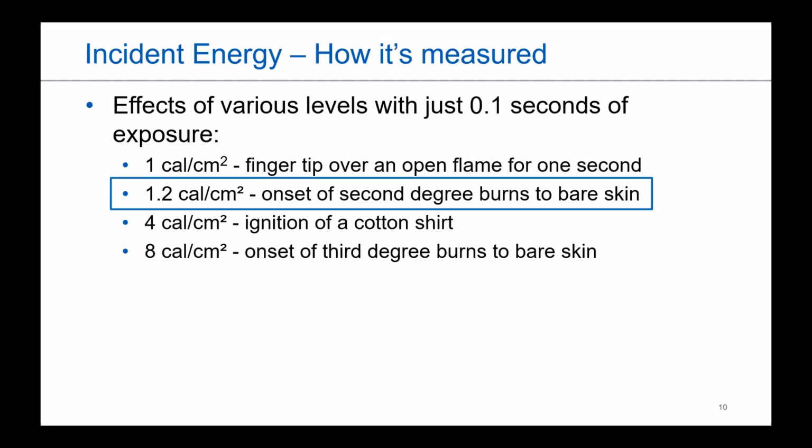But to go and highlight one of these. One of the things I'll be bringing up a little later in this presentation is 1.2 calories per centimeter squared. It's kind of a focal point within the industry, because it's where you can basically get second-degree burns to bare skin. That is the reason it's a target: a second-degree burn, while it's not pleasant at all, is still something someone can walk away from, not necessarily having to have an overnight stay at a hospital.